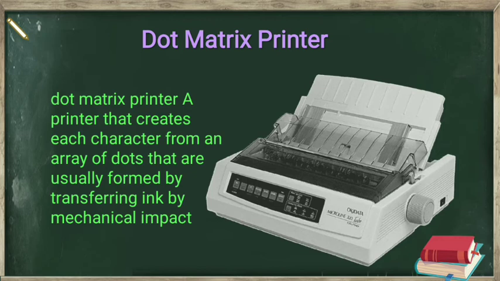Then the first type of printer is dot matrix printer. This dot matrix printer creates each character from an array of dots that are usually formed by transferring ink by mechanical impact. Okay, there is some ink that creates some dots. This machine is called a dot matrix printer.